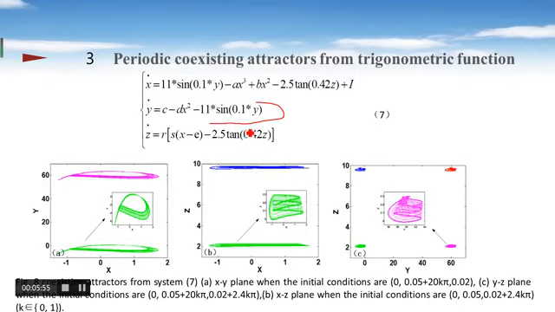Here, take two functions, sine function and tangent function together, the original attractor will get reproduced both in the y dimension and z dimension.